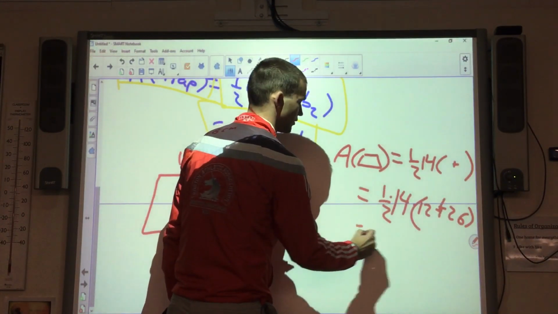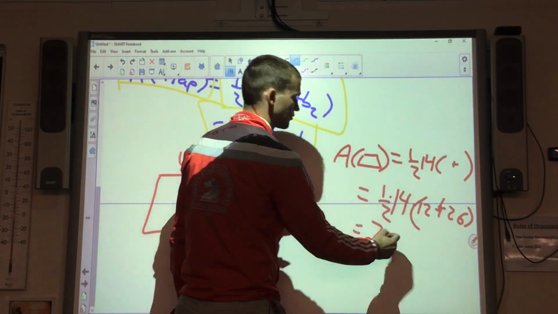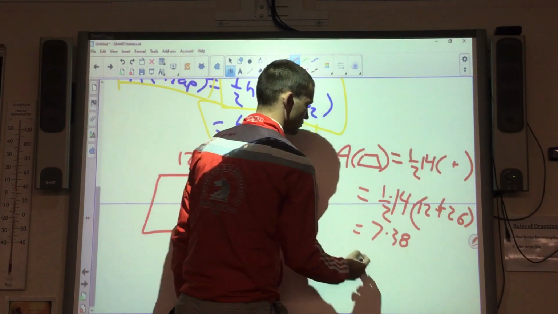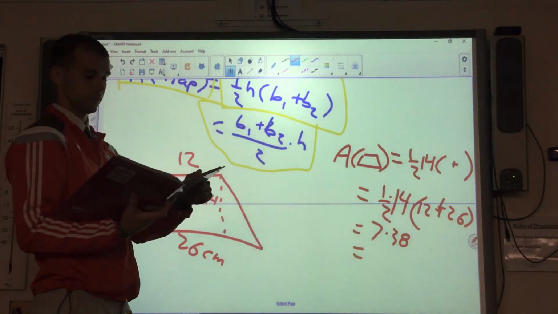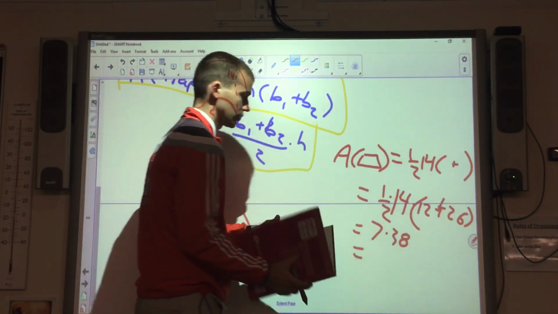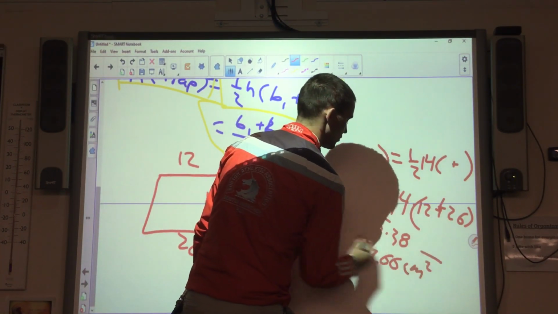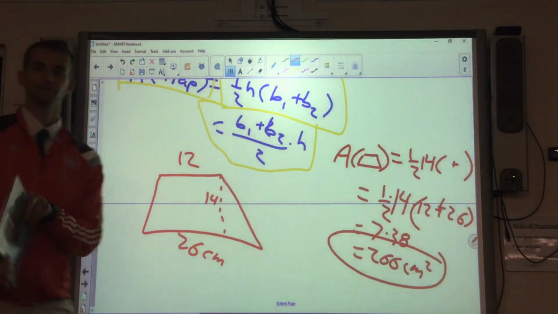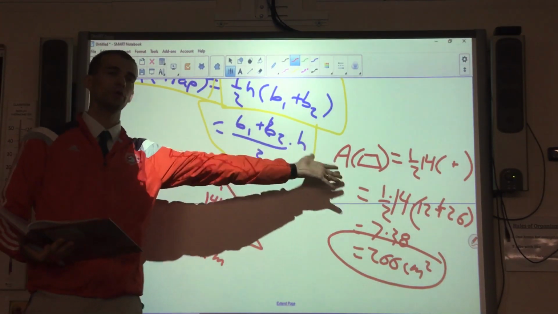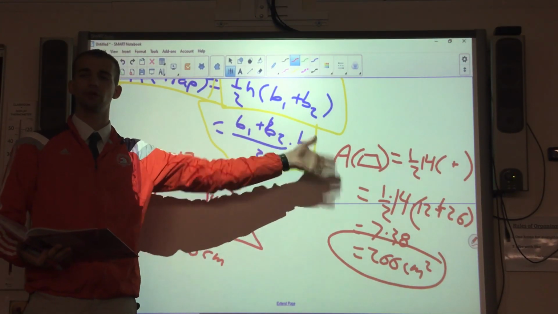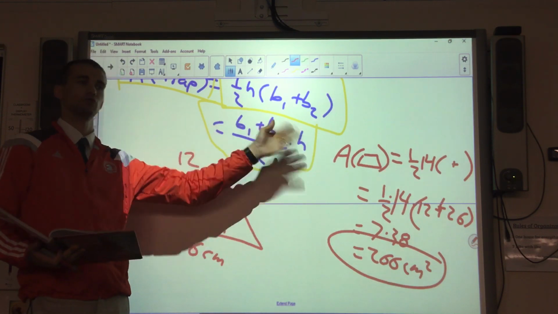Half times 14 is 7. 12 plus 26 is 38. And when I figure those out, then I end up getting 266. Check my label. Centimeters squared. Always as simple as go back to the formula. If you know the formulas, you know how to use them, you should be completely fine.